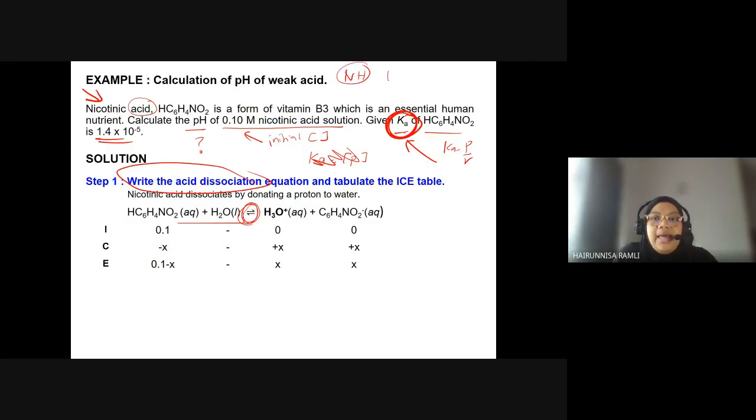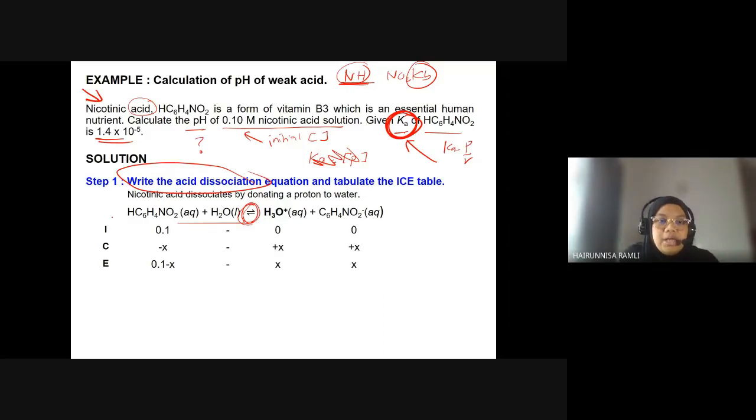NH ke N ada NO2 ke macam ni. Amine group eh. Okay. Itu adalah weak base. And satu lagi normally kalau dia bagi mesti dia bagi value of Kb. Weak base lah tu. Okay. Ni cara saya untuk tengok whether dia weak acid or weak base. Bila you dah tahu okay ni weak acid ni.